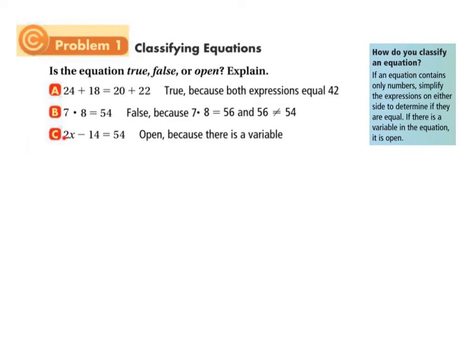Now, is this true? Well, it depends on what we put in for x. If we put in a million, is 2 times a million minus 14 equal to 54? No. But if we were to say it was 34, well, 34 times 2 is 68. 68 minus 14 is 54. So it could be true if we put that number in, but it could be false if we put something else in. So you don't know, so it's open. Got it?